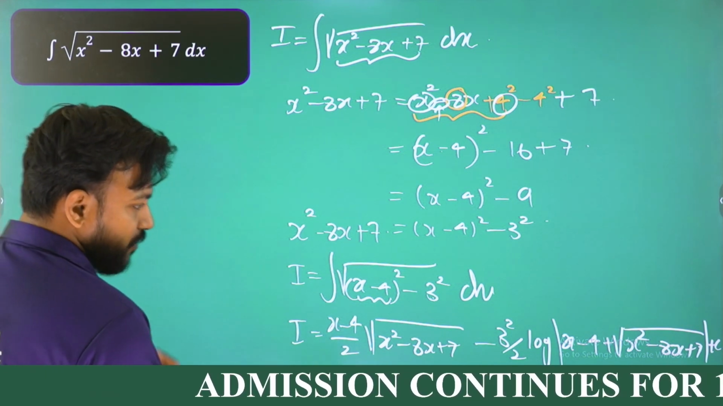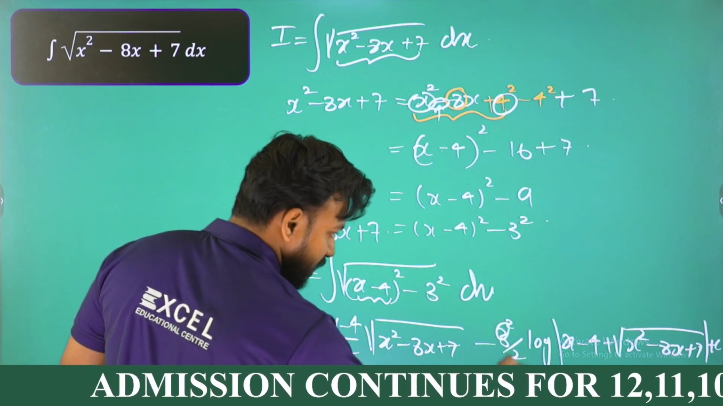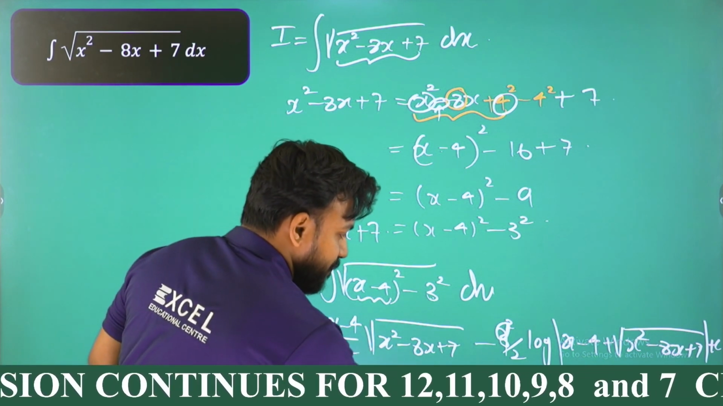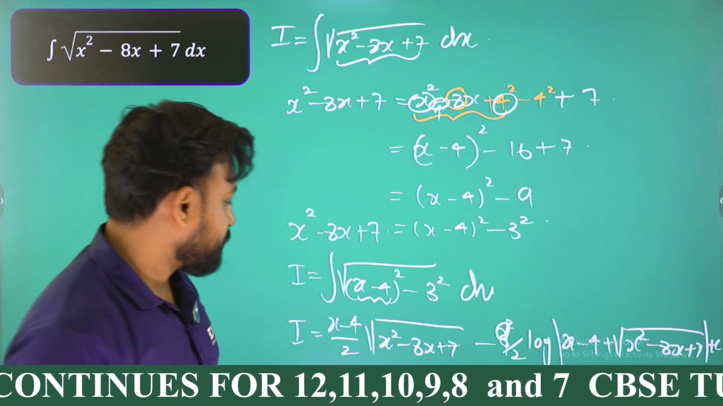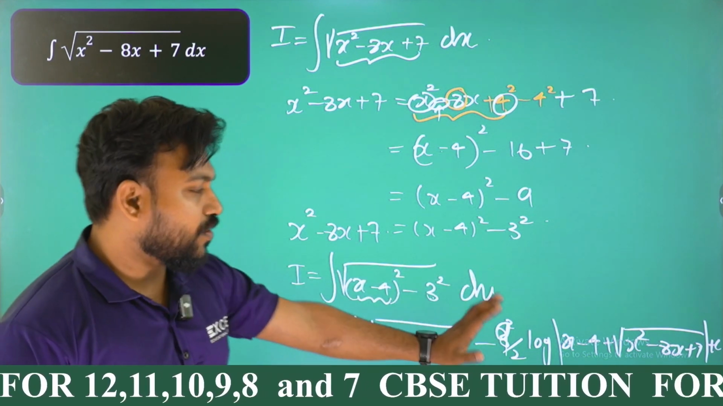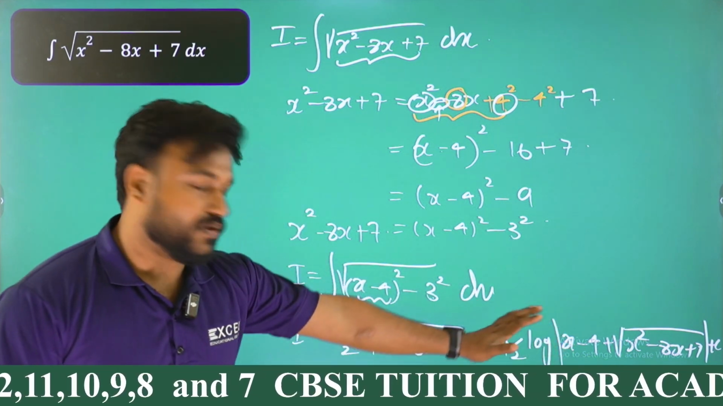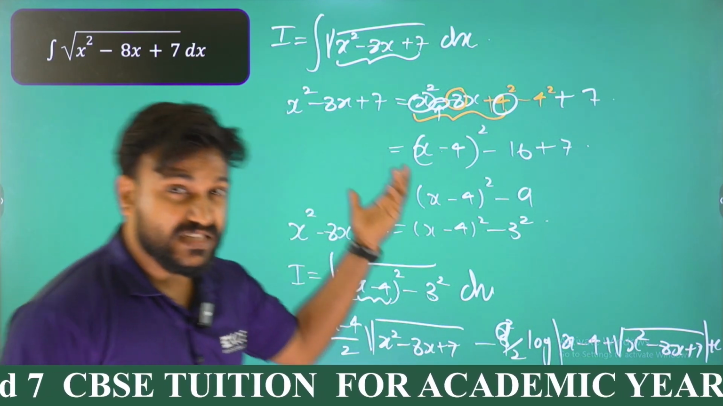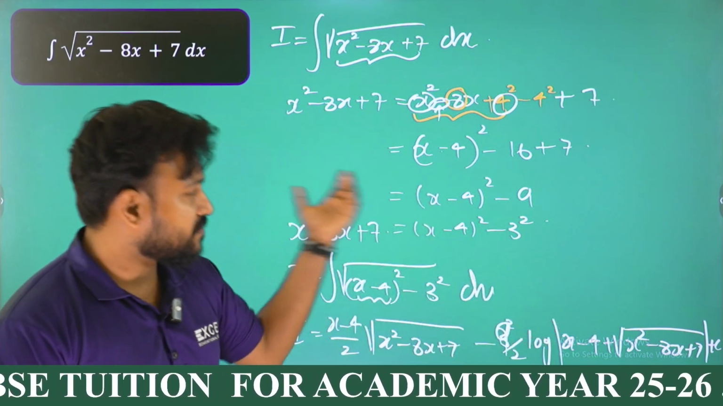If you want, you can write this 3 square as 9 by 2 log mod x minus 4 plus root of x square minus 8x plus 7 plus c. So that's all. No need to simplify this. You are not able to simplify this. They may give you some option for this one. You can expect this question as an MCQ because it's simple.